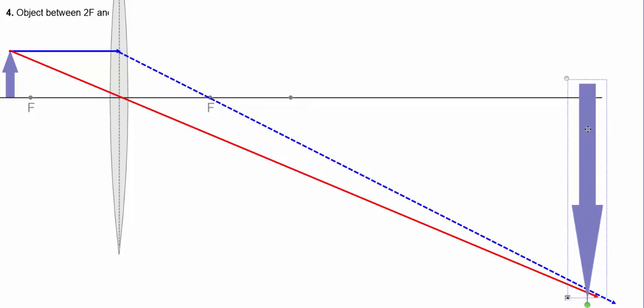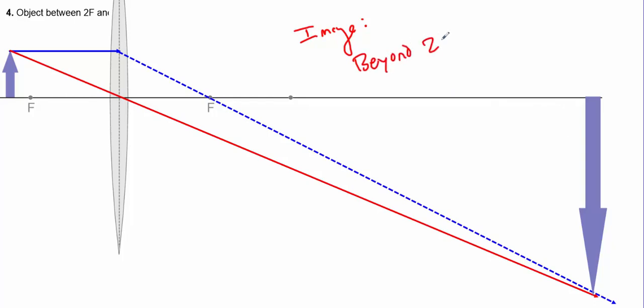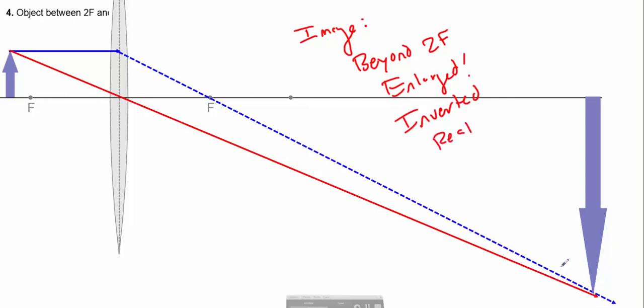All right, there it is. Maybe right there. Yeah, it looks good. We've got a very magnified image, don't we? Interesting, isn't it? The image is way beyond 2f. It is enlarged. It is inverted. And remember, it's still going to be real. That light is still located on this side of the lens. Can you think of a scenario that utilizes this principle, where you take a lens and look at something tiny and make it look bigger? I'm not going to quite tell you, but I know you've used it in other sciences before.